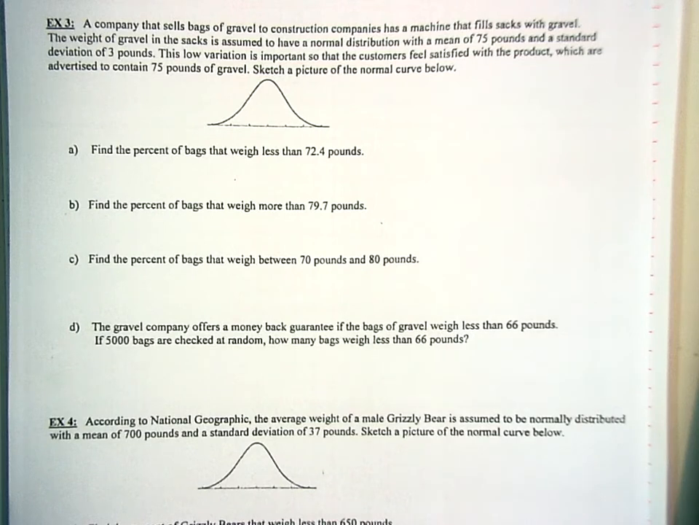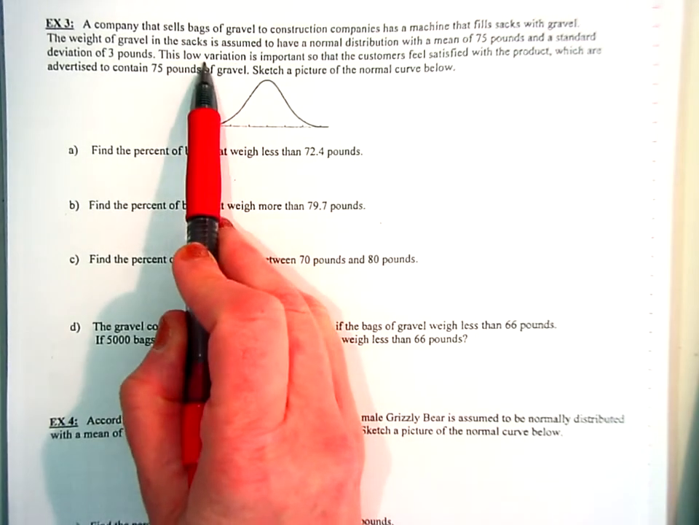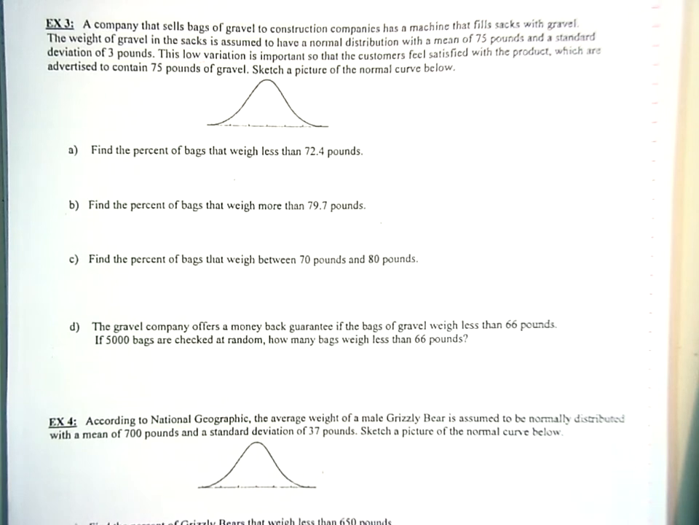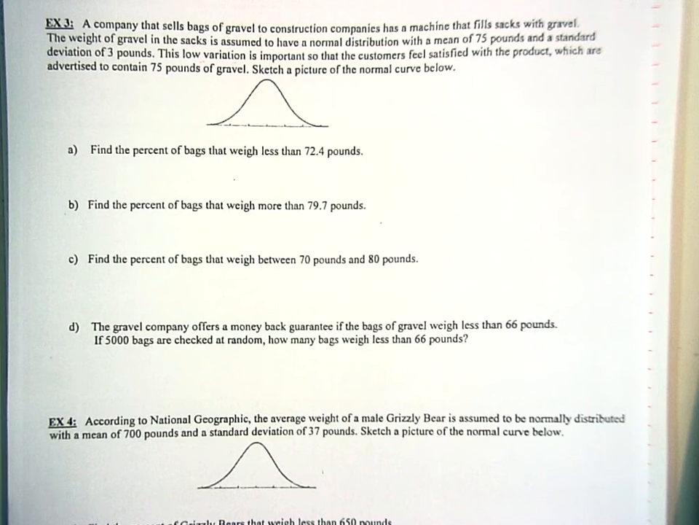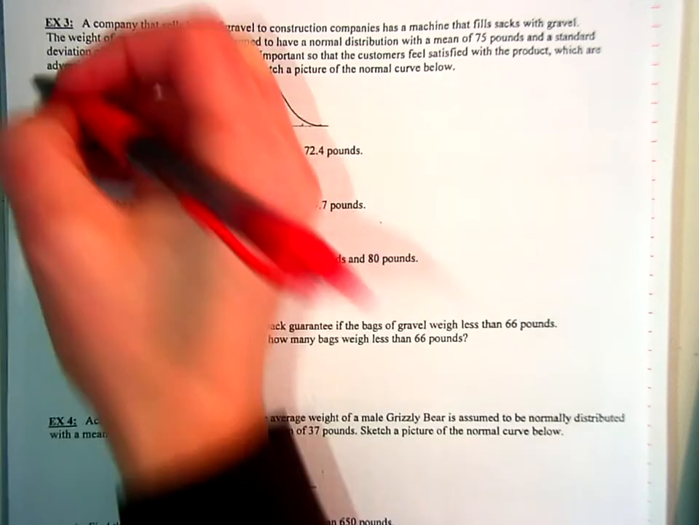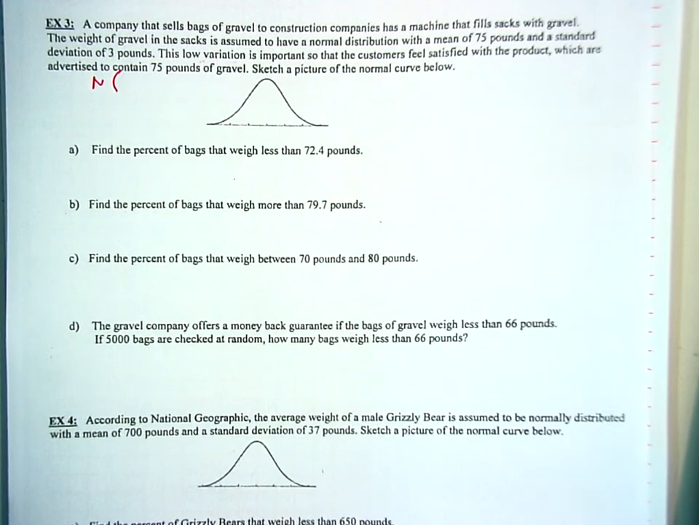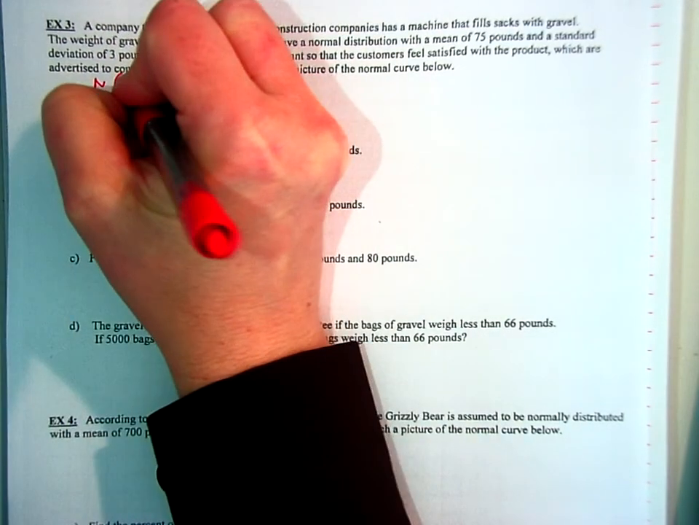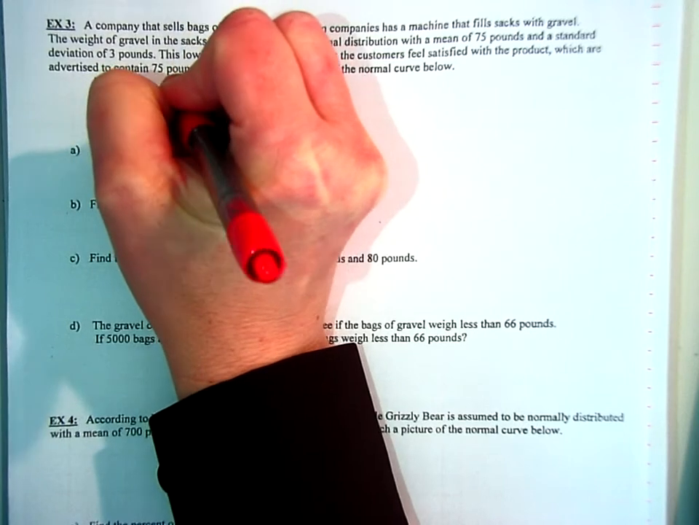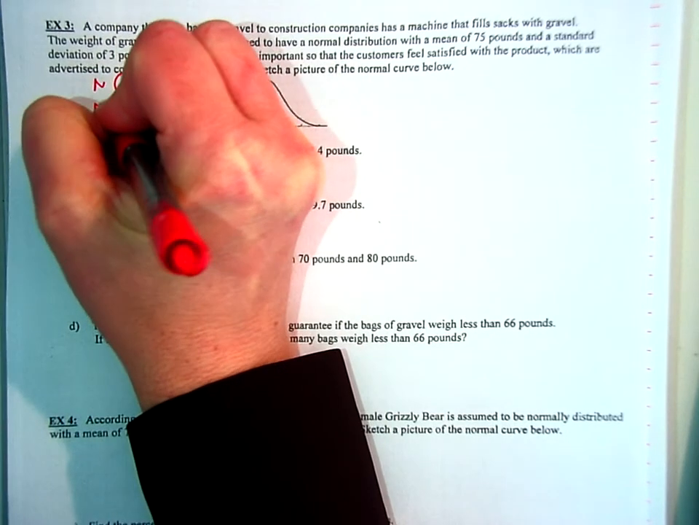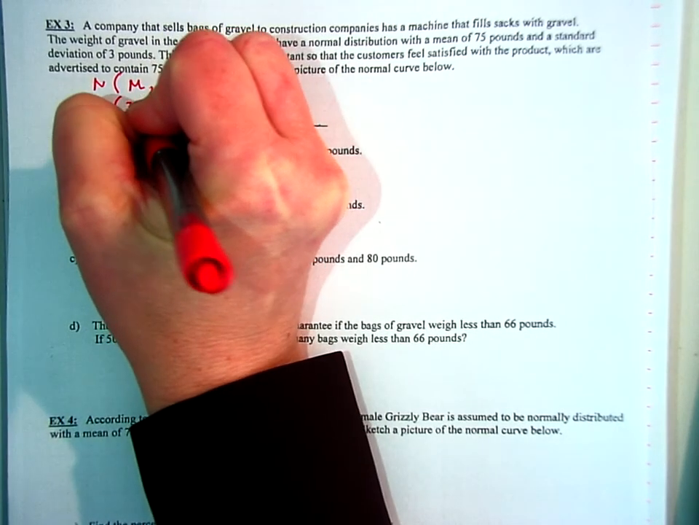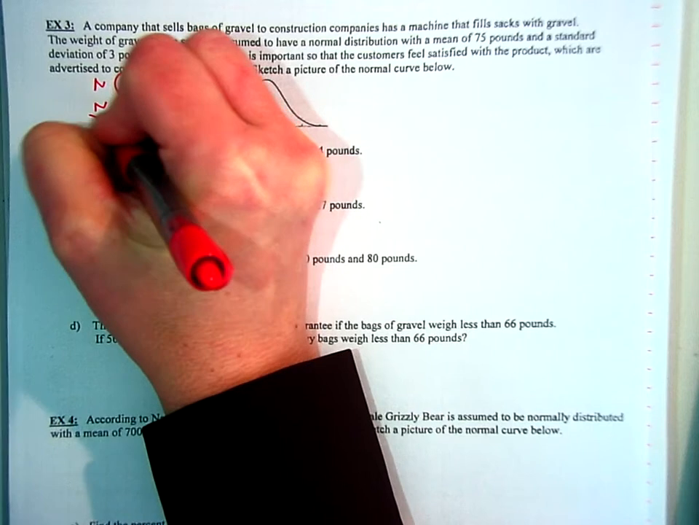So what they're saying is that variation is important for consistency. People want to make sure that they're getting close to 75 pounds of gravel. Maybe a little bit more, maybe a little bit less, but it should be pretty close to that 75 that's promised on the packaging. So if I summarize this, I know that I can use this little notation, N parentheses, mean, comma, standard deviation. So in this problem, my mean is 75 pounds with a standard deviation of 3.